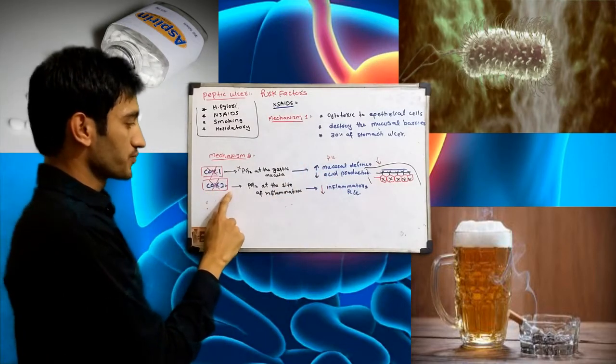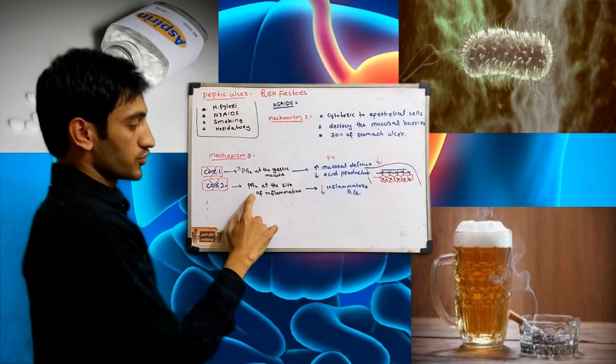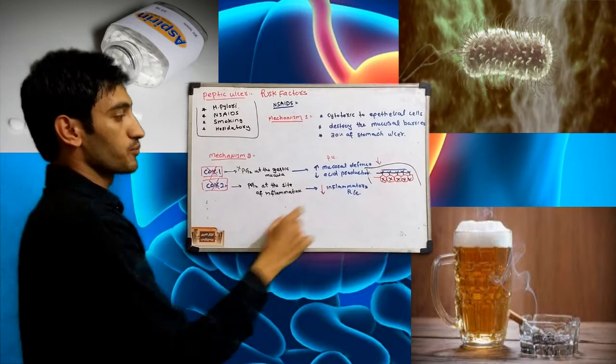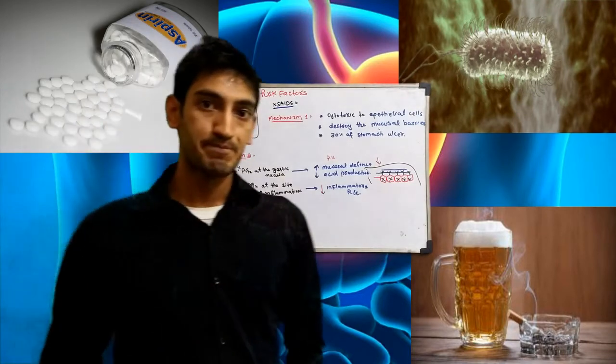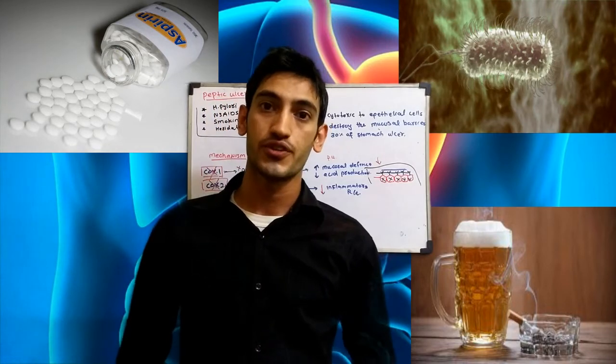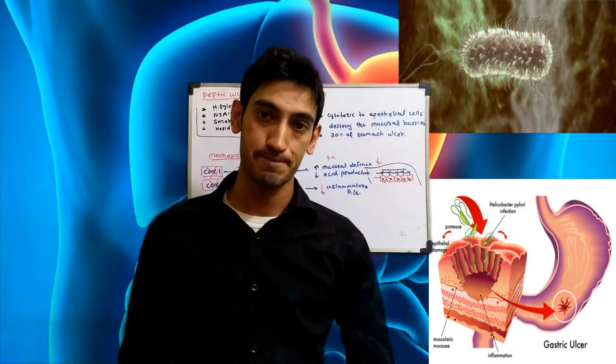And when it blocks the COX-2 enzyme, there will be no production of prostaglandins at the site of inflammation, and there will be an inflammatory reaction. And one important point about NSAIDs, you should know that the most ulcerogenic NSAID is aspirin.